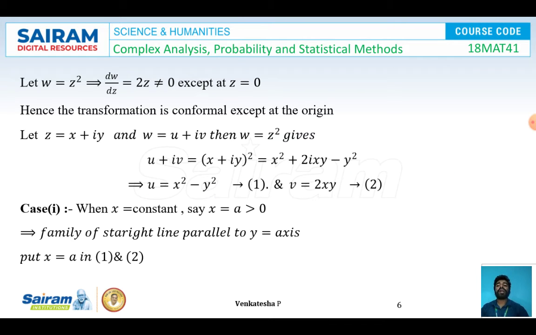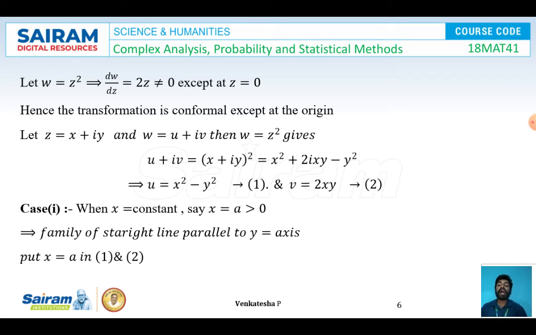Given that w = z² is a function, now I'm going to differentiate the given equation with respect to z. So I'll get dw/dz = 2z, which is not equal to 0 except at the point z = 0. Hence we can say that this function w = z² is conformal except at the origin.